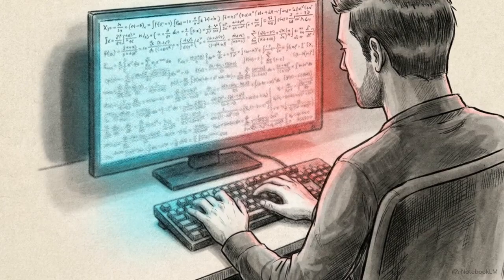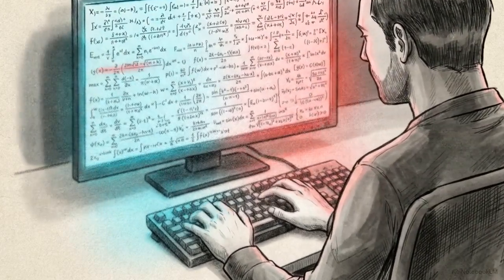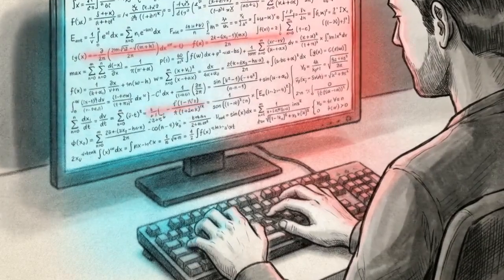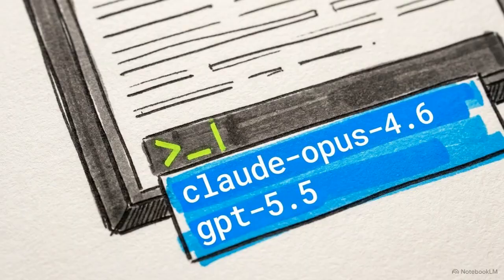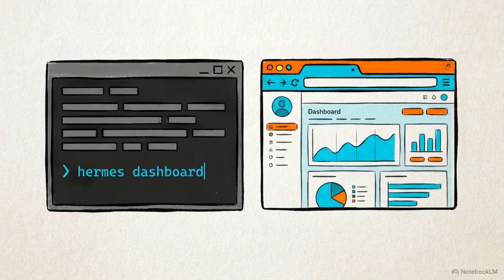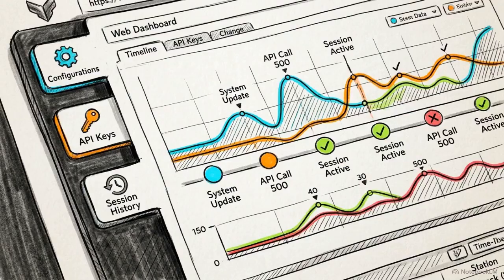From here, you can swap the agent's cognitive reasoning engine mid-task. If a basic coding prompt turns into heavy mathematics, just type /model and shift to a different model without dropping your session history. If you prefer a visual interface over the terminal, type Hermes dashboard. This spins up a local web server to manage your configurations, API keys, and session histories cleanly in your browser.